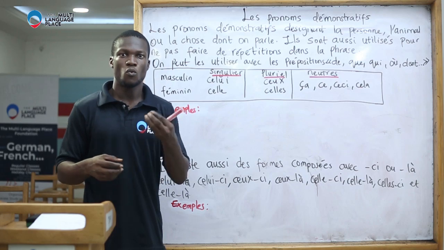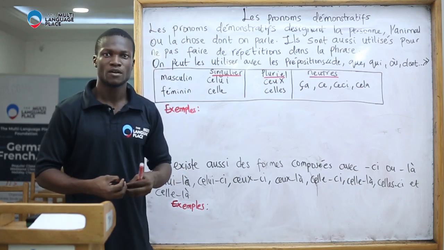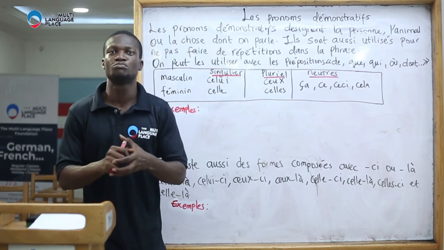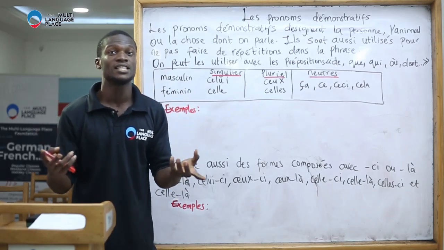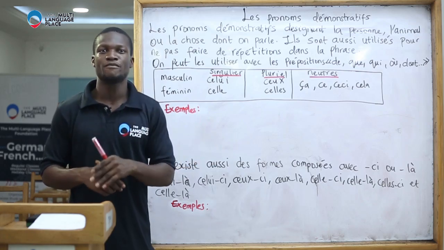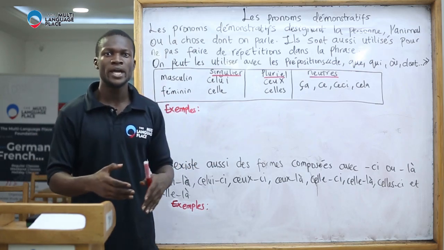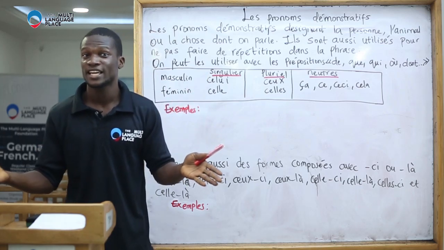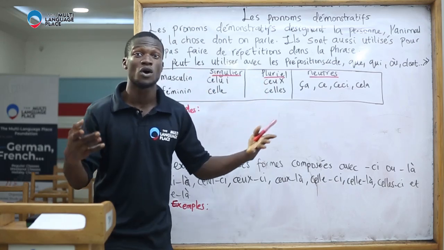Celui, when the noun you're referring to is masculine singular. For example, quel livre préférez-vous? Which book do you prefer? We are still going to write them out, but just generally explaining them. Quel livre préférez-vous? Celui d'anglais ou celui de français? The one of English or the one of French.